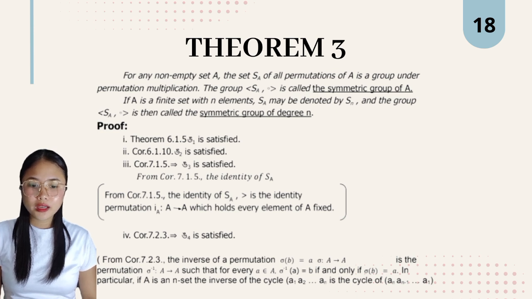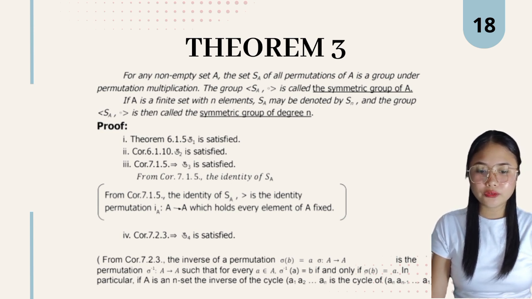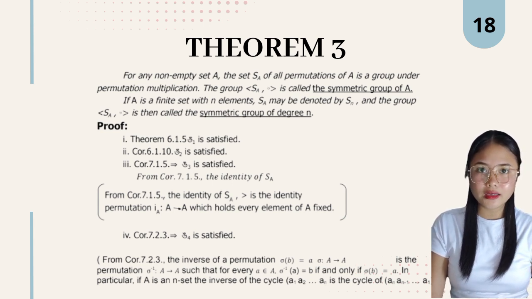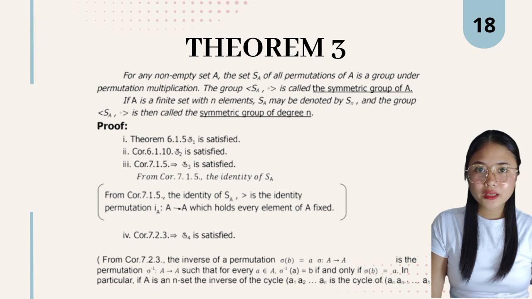So we have the proof. The first proof: Theorem 6.1.5 is satisfied. For the second proof, Corollary 6.1.10 is also satisfied. And for the third proof, Corollary 7.1.5 is also satisfied. From Corollary 7.1.5, the identity of S sub A is the identity permutation A to A, which holds every element of A fixed. So for the fourth proof, Corollary 7.2.3 is also satisfied.